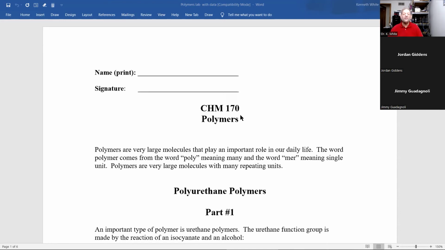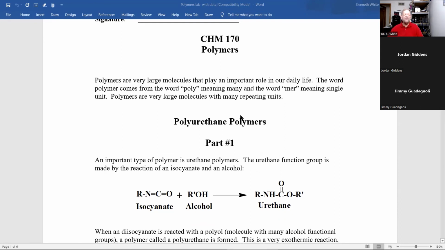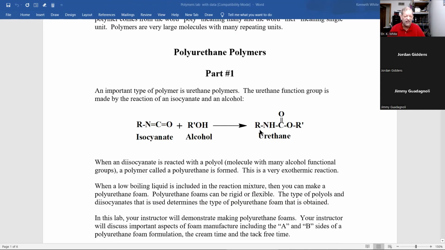All right, let's talk about polymers. Polymers are very large molecules that play an important role in our daily life. The word polymer comes from poly, meaning many, mer, units. These are large molecules, I mean large, that have repeating units. Think of a railroad freight train where you have boxcars over and over again, like thousands or millions of them. Well, that's a polymer. Now, there are a couple of polymers I like to teach you about in this lab.